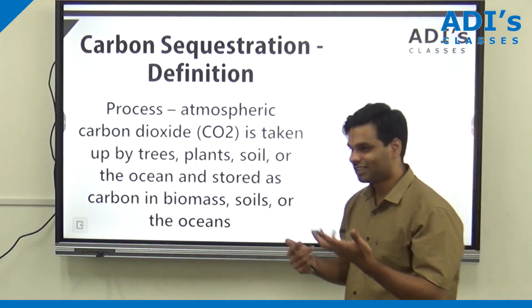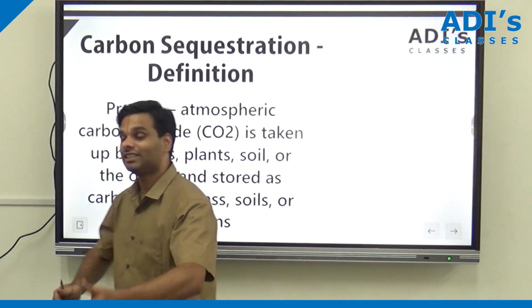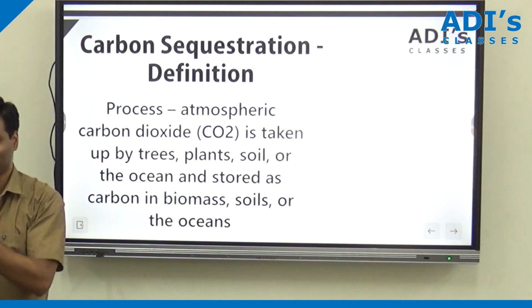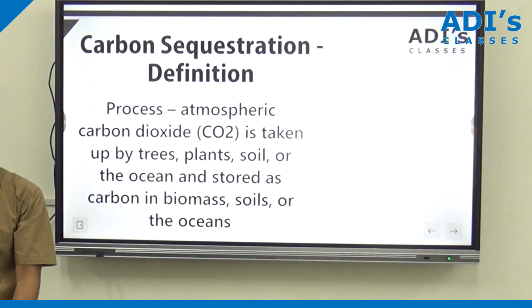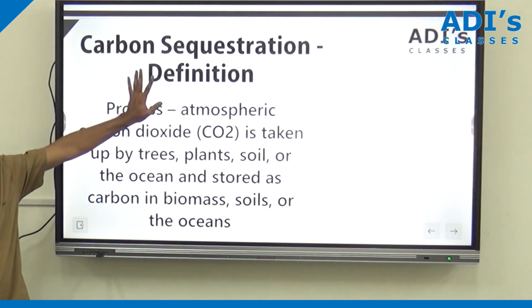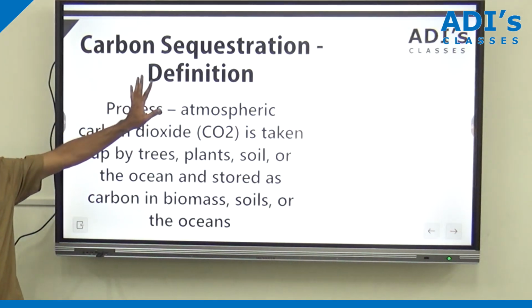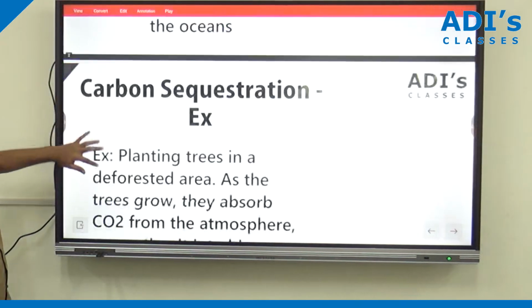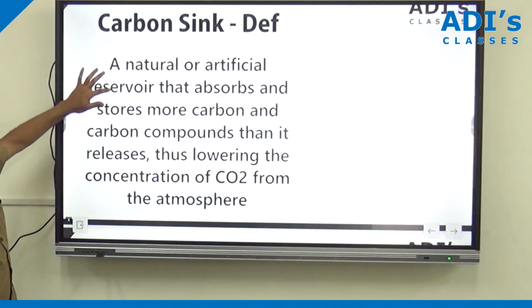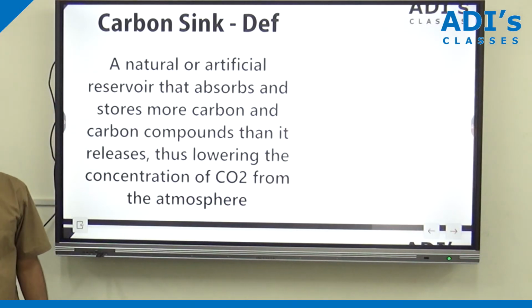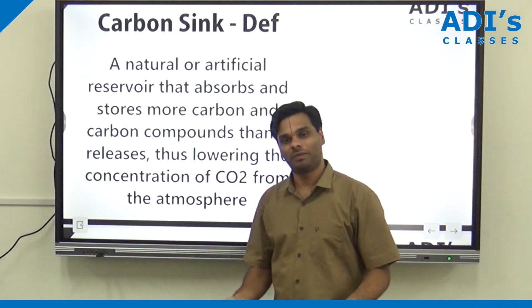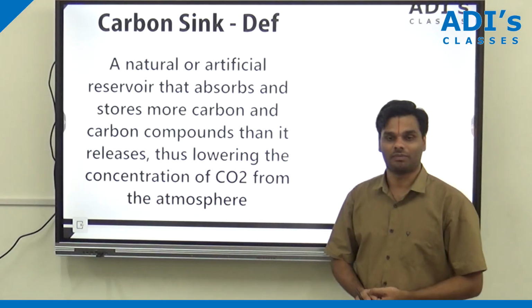Still confused? Tell me, what is your doubt? See, this is the process by which carbon dioxide is getting removed. Sink is the place. Sink is a physical place into which it is going. This is not a physical place. This is a process. Understood? Carbon sequestration is a process by which carbon dioxide is being removed. Carbon sink is a physical place which is absorbing the carbon.